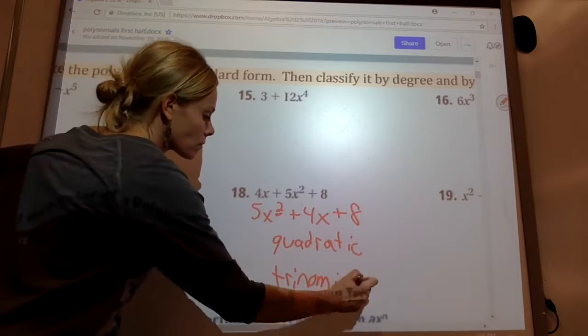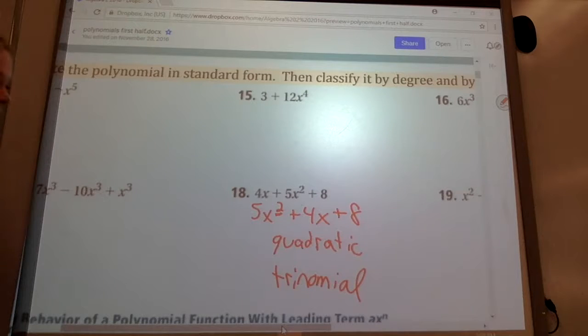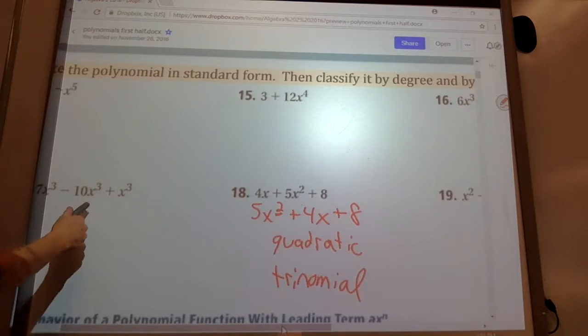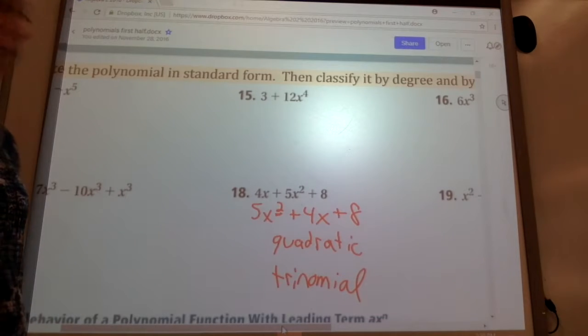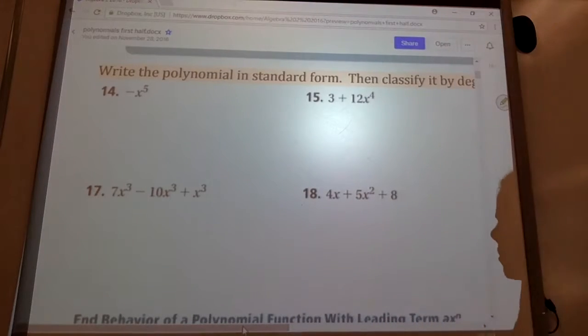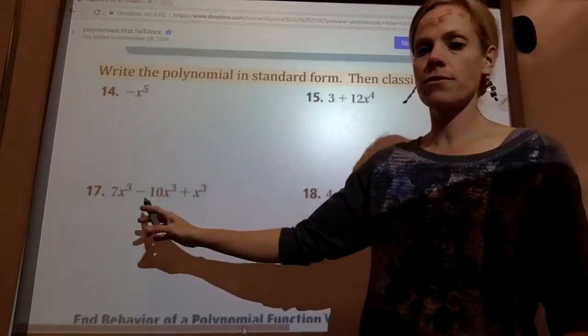Oh, ours actually has a 3. Oh, you're looking at the next one over, I bet. Oh, it says 18 and it has a 3. Like it's 4x plus 5x cubed plus 8. So 17, is that standard form?